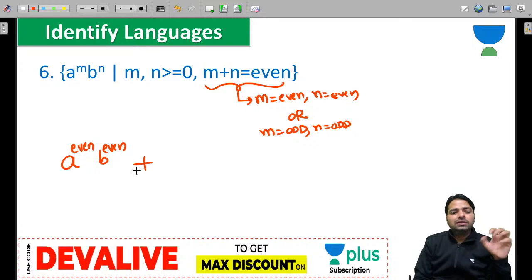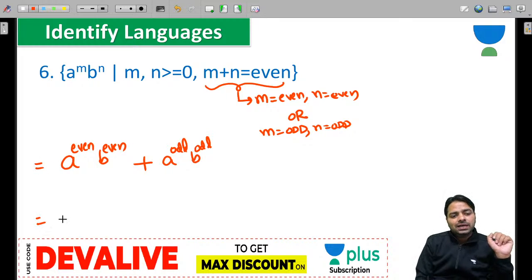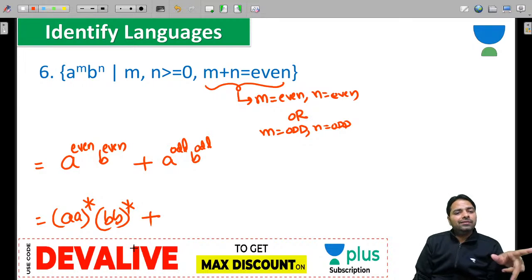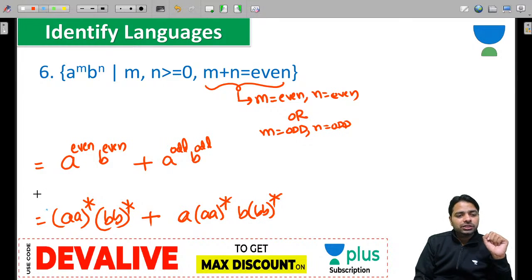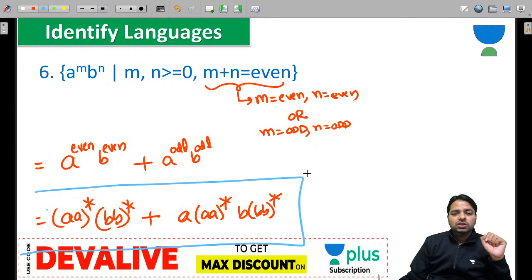The string is not in the first form, the string has to be in the second form. If it is a valid string, then how do you write an expression for that? Double A whole star and double B whole star. Both are even A's and B's, and A's followed by B's should come, A followed by (AA)*, B followed by (BB)*. And this is your expression. So it's definitely a regular language again.